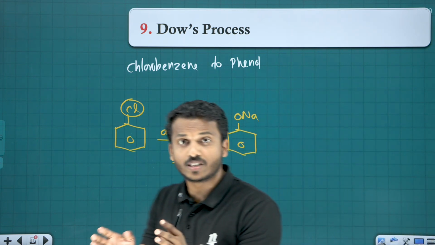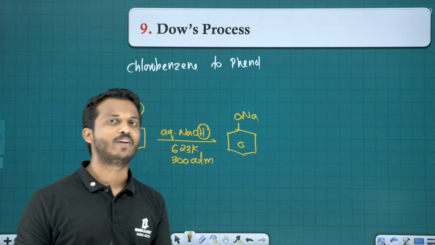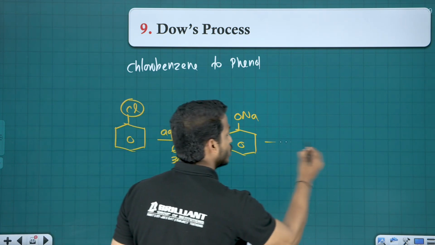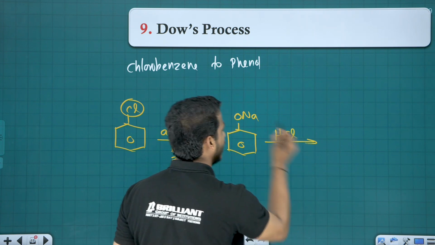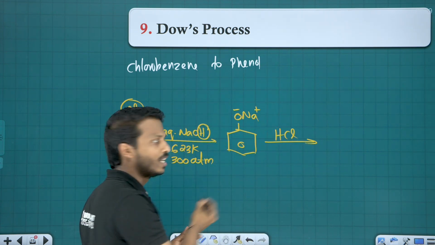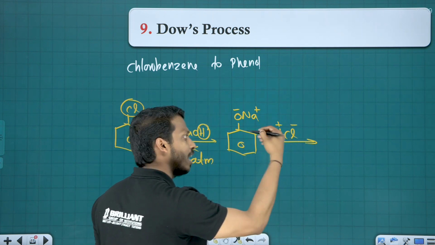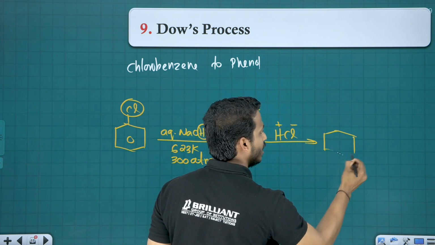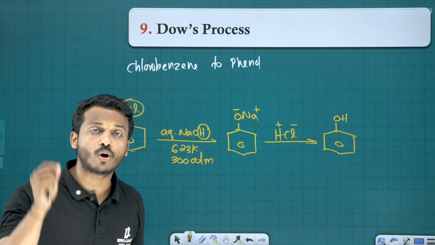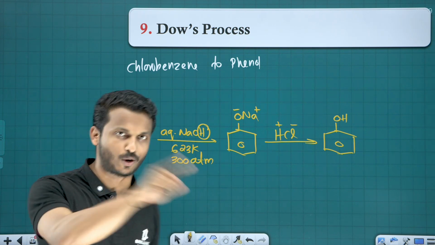Take chlorobenzene, first treat with aqueous NaOH at 623 Kelvin and 300 atm pressure, and it becomes sodium phenoxide. When this sodium phenoxide reacts with HCl, sodium phenoxide contains Na plus and phenoxide minus, and HCl contains H plus and Cl minus. So NaCl comes out and you get phenol, benzene with OH. This is called Dow's process. So conversion of chlorobenzene to phenol by this method is called Dow's process.